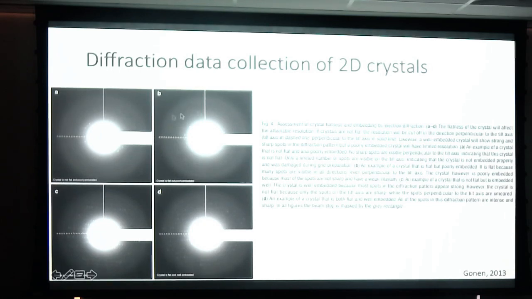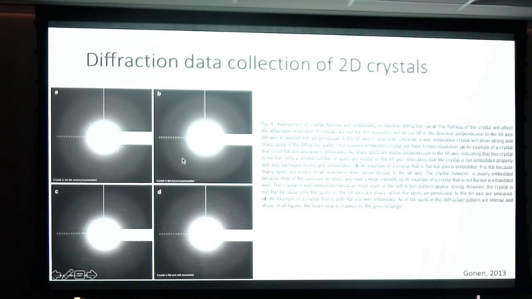So A is a doubly bad crystal, where it wasn't very well preserved and it was also not very flat. These are diffraction images that were collected. It wasn't well preserved because the spots don't go out very far, and because the crystal was bent, it was disordered in one direction. So the spots go out a little bit further in this direction than in this direction.